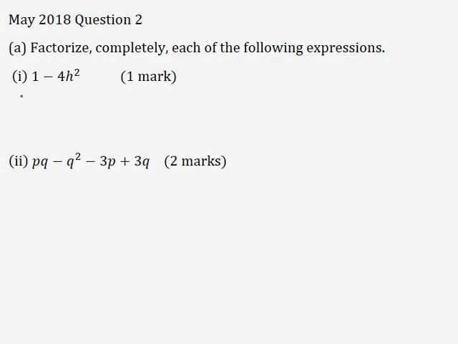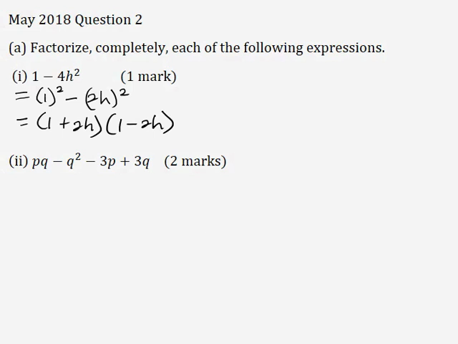So we can factorize this by saying the square root of 1 here is 1, and if I square 1, I will get back 1. And the square root of 4h squared is 2h, and if I square 2h, I'm going to get back 4h squared. So I'm going to use the terms inside the brackets here to write the conjugates that will completely factorize this expression. So I would say 1 plus 2h multiplied by 1 minus 2h.